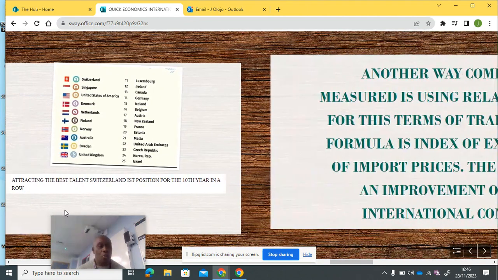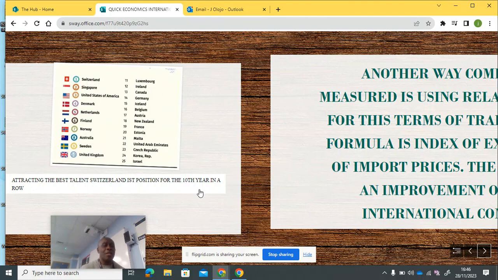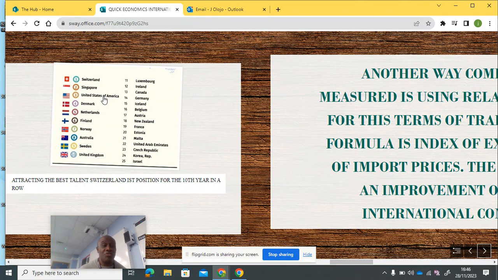And have a look at this one. This is quite interesting. Attracting the best talent. Switzerland, first position for 10 years in a row. That's incredible, guys. That's absolutely incredible. They're able to attract the best talent 10 years in a row. And that shows a lot of competitiveness. For them to be able to attract the best talent, and the UK, for example, is 10th. US is third. So that 10 years in a row, that is absolutely amazing when you think about it. So this is one factor that they use to determine whether or not a country is competitive.